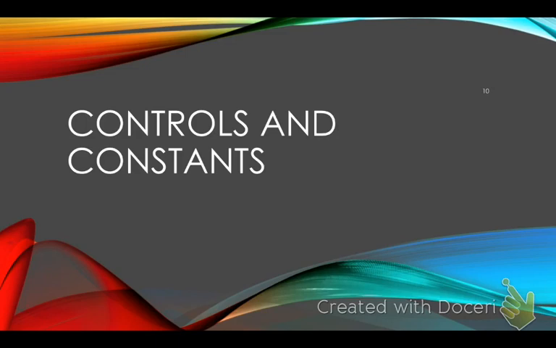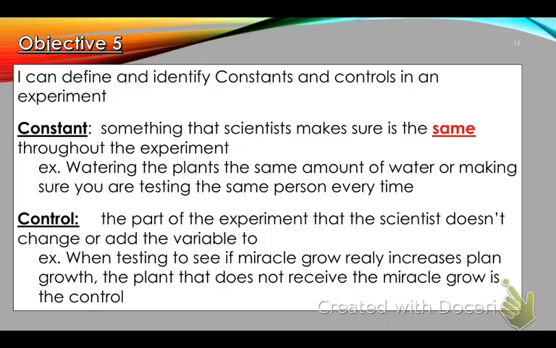So now we're going to talk about controls and constants. Okay, so objective 5 is I can define and identify constants and controls in an experiment. A constant is something that scientists make sure is the same throughout the experiment. For example, watering the plants the same amount of water or making sure that you are testing the same person every time is a constant. It's what you're doing the same. So it's the values that do not change either during or between the experiment.